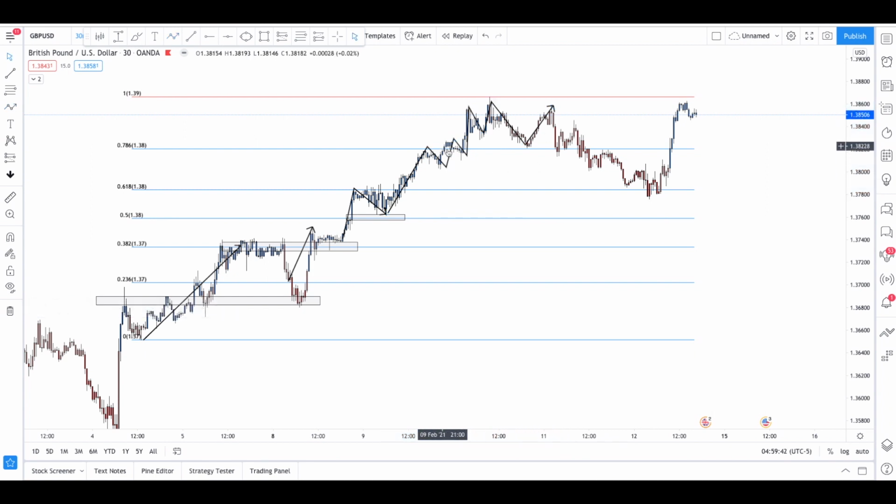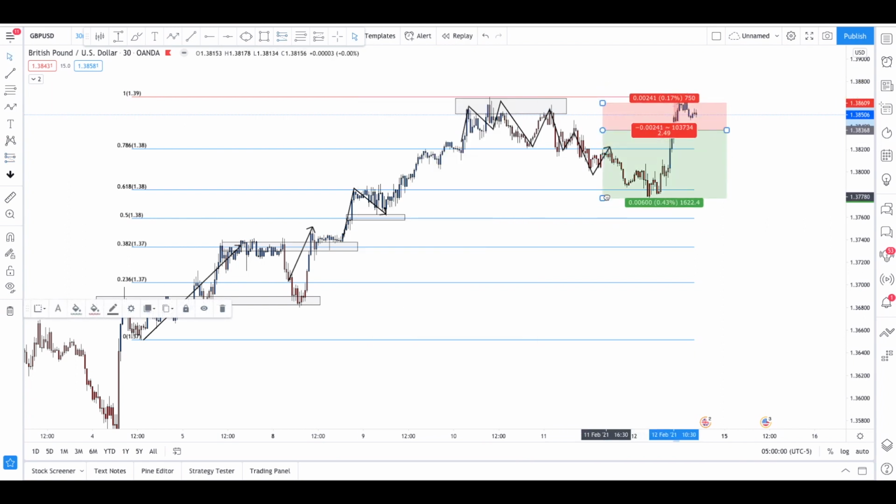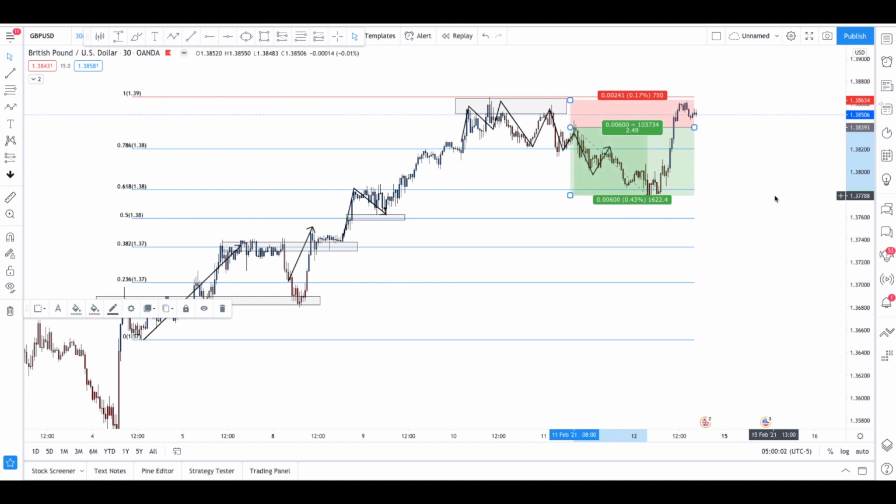Price finds resistance at the 1.38600 level, giving us a triple top on the 30-minute time frame. Price then breaks below our 0.786 fib level and gives us a retest of the neckline to the triple top formation. As you can see, this happens over and over again on all time frames in the market.